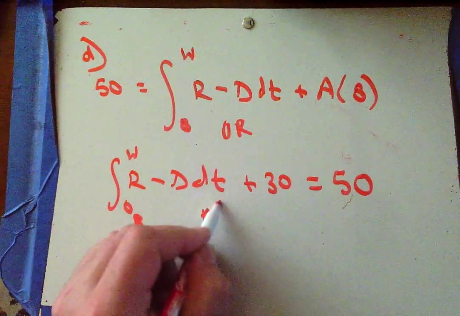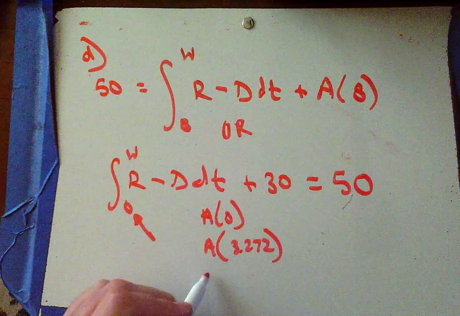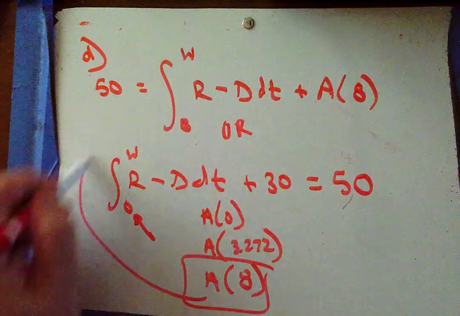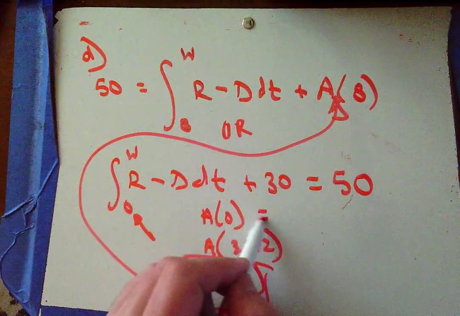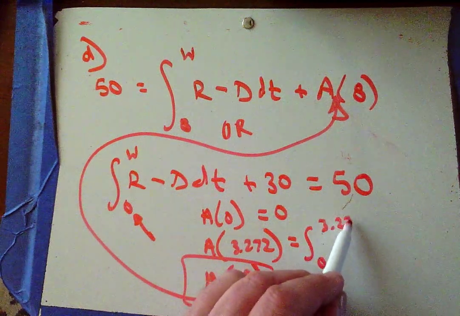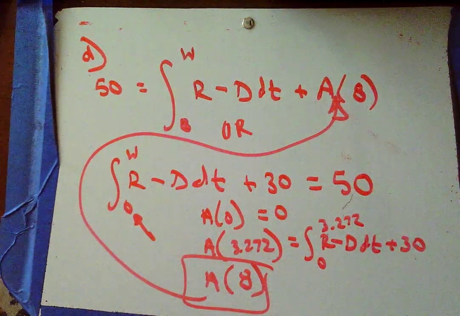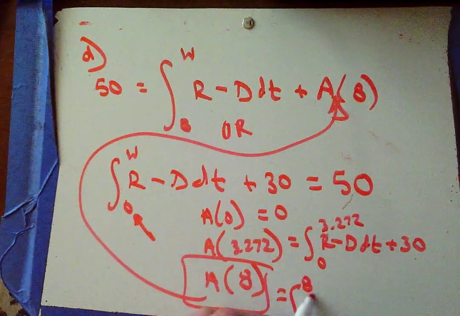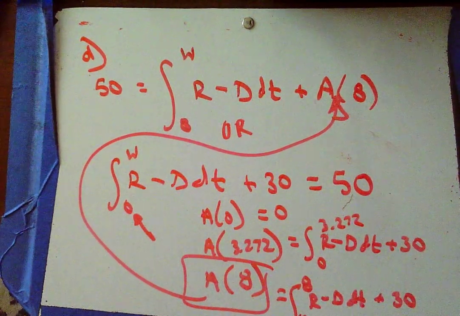They said they wanted to know the amount at 0, the amount at 3.272, and the amount at 8. And I guess this would be useful here. And luckily we had built an amount function. This was given to us. So here it's just going to be the integral from 0 to 3.272 of r minus d dt plus the original amount. And this one is the integral from 0 to 8 of r minus d plus the original amount.